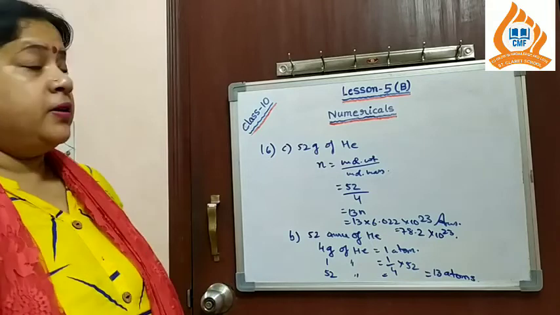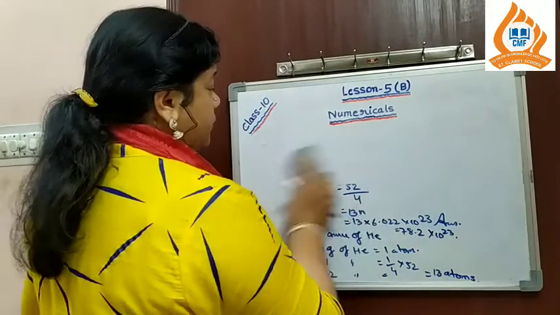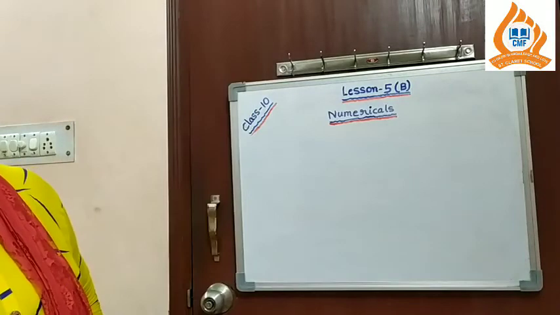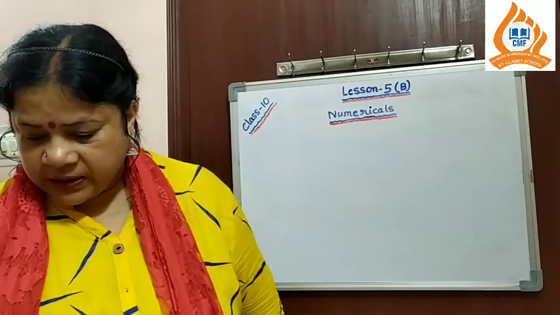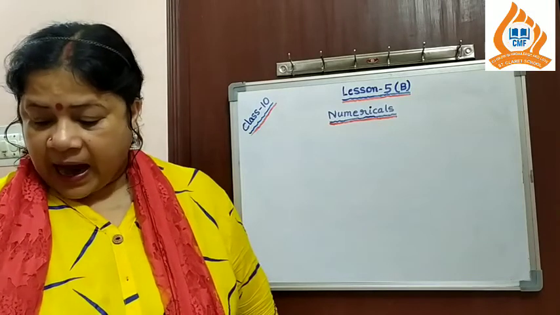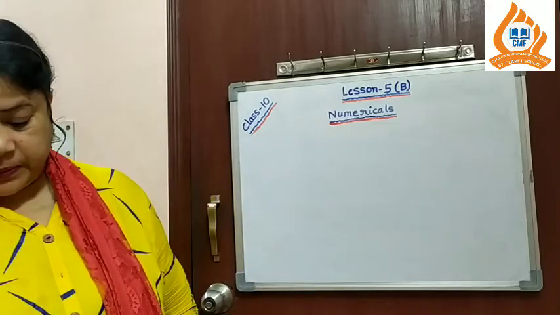It is not possible to solve all the sums, so I have given you in the PDF. You just try to solve from there. If you find any problem, then write to me. Now question number 20 says, what is the mass of 56 centimeter cube of carbon monoxide at STP? That means they are talking about the gas at STP.